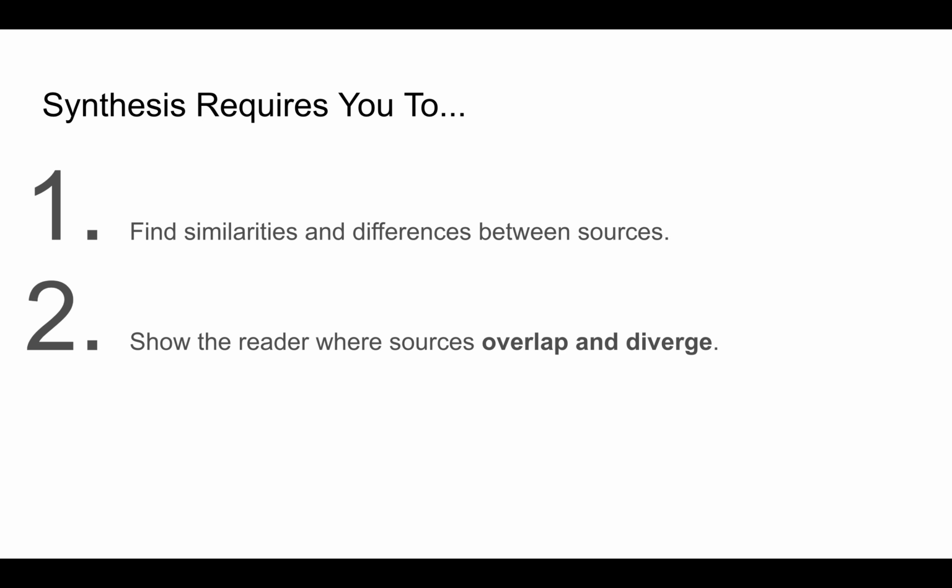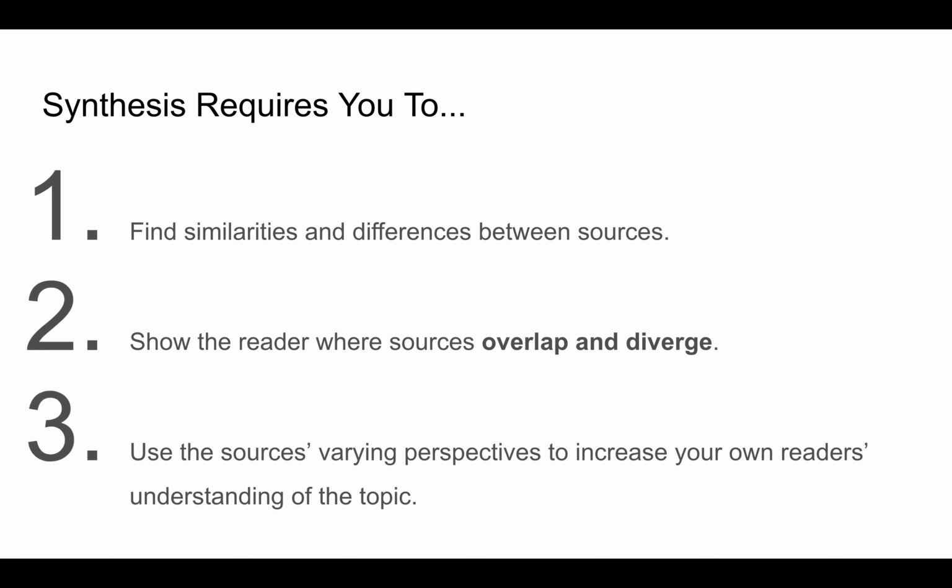It's then your job to show the reader where sources overlap and diverge, what they have in common and what they disagree about. You're going to use phrases in your writing that help your readers understand this, such as, on the other hand, source X talks about the causes in this way. And then talk about how those two understandings give us a more complex view of the issue. You use the sources' varying perspectives to increase your reader's understanding of the topic. You make the sources work for you and your reader so that your reader has a better understanding of the complexities of the issue because of how these different sources are talking about the issue in different ways.